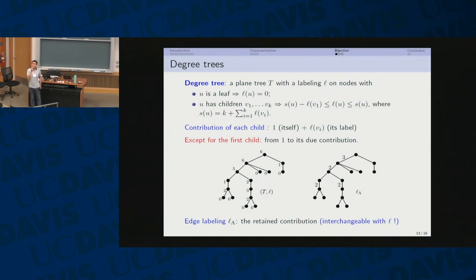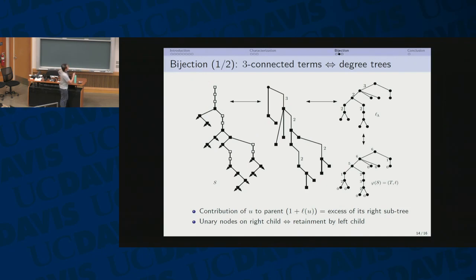And if we think a bit about it, we see that, in fact, we only need these labels on edges to recover all the vertex labels, because we can always compute from downside up. That introduces us to the notion of edge labeling, and we'll use interchangeably the edge labeling and the vertex labeling of a degree tree. Okay, now the bijection in 1 minute.